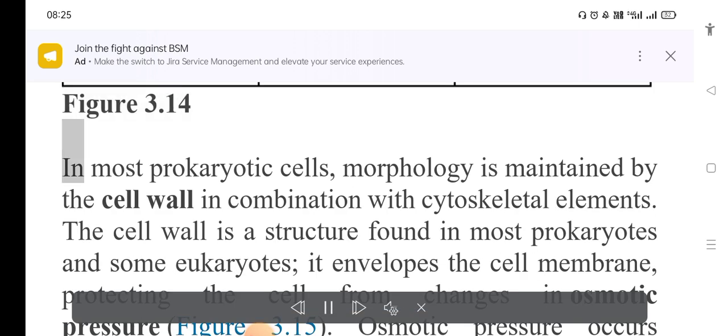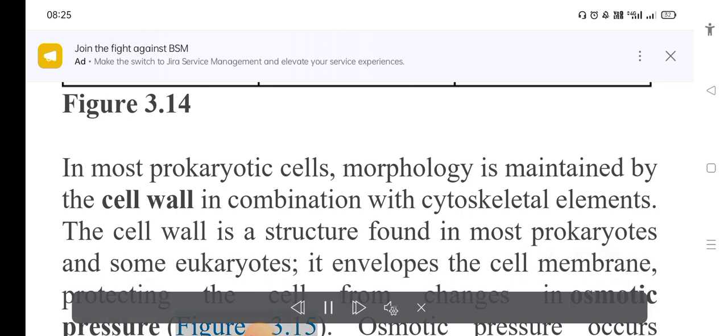In most prokaryotic cells, morphology is maintained by the cell wall in combination with cytoskeletal elements. The cell wall is a structure found in most prokaryotes and some eukaryotes. It envelopes the cell membrane, protecting the cell from changes in osmotic pressure.